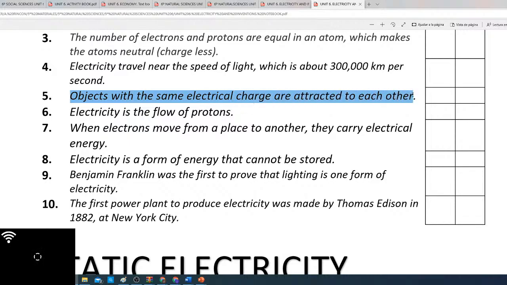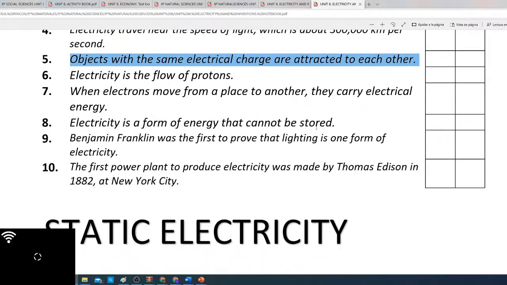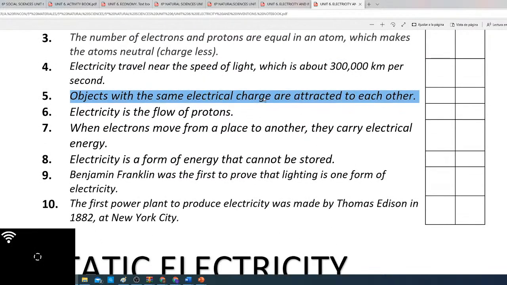So number 5, go here. Objects with the same electrical charge are attracted to each other. What do you think? Is that true or false? Number 5. Objects with the same electrical charge, same like charges, are attracted or repelled? What do you think? Number 5.